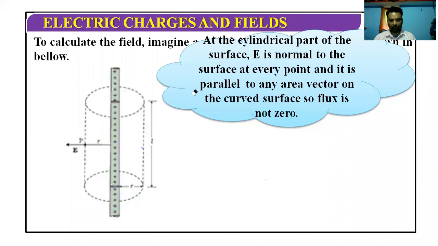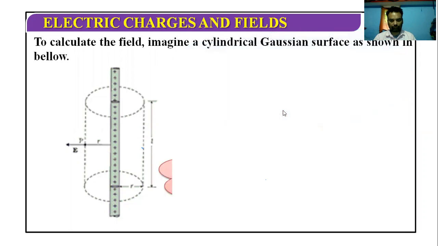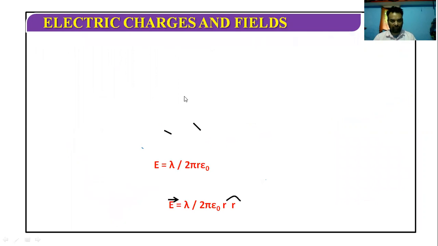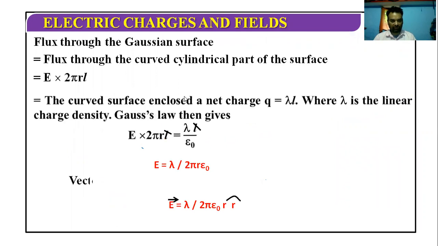Okay, so let me go. The surface area of the curved surface is 2 pi RL, where L is the length of the cylinder. And now we'll find the flux through the curved surface.